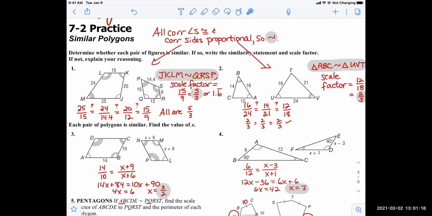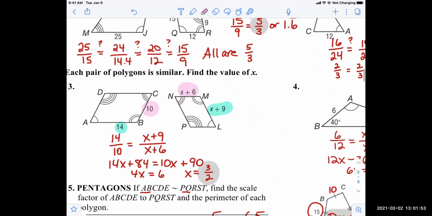How do you know on number 3, if you do 14 over 10, that it should be x plus 9 over x plus 6? How do you know which side corresponds to 14 over here? Yeah, look at the angles, okay? So the 14 is between the single and the double rectangle. The x plus 9 is between the single and the double rectangle. The 10 is between the double and triple, and this one's between the double and the triple. So when you set up your proportion, 14 to 10 is x plus 9 to x plus 6.